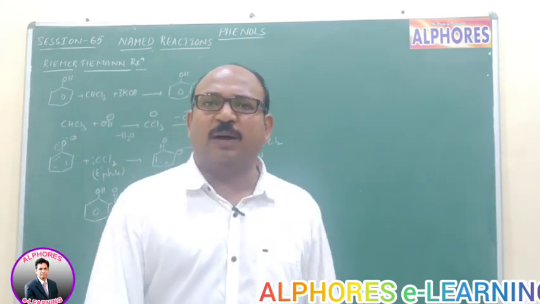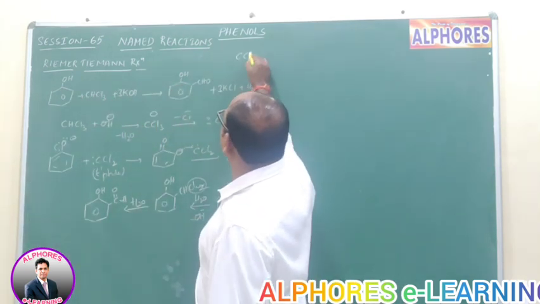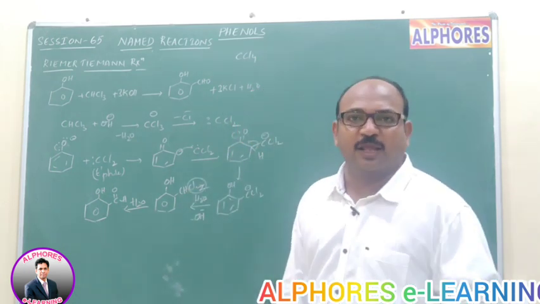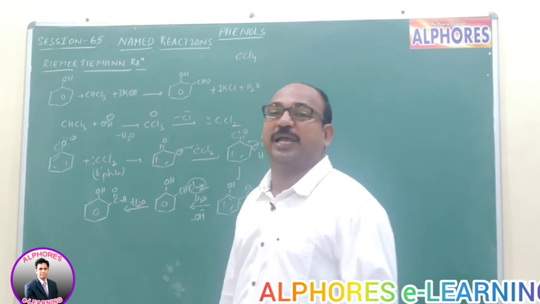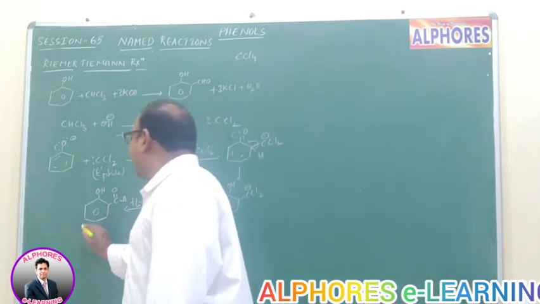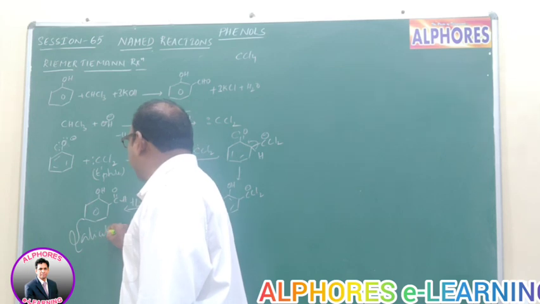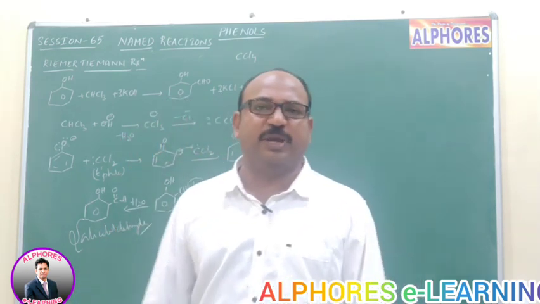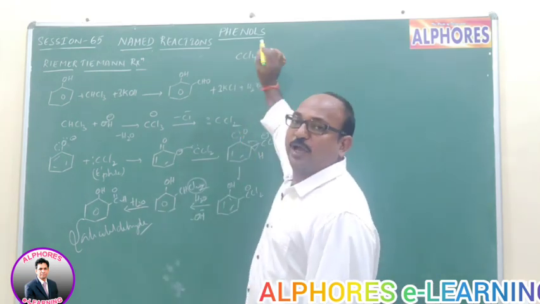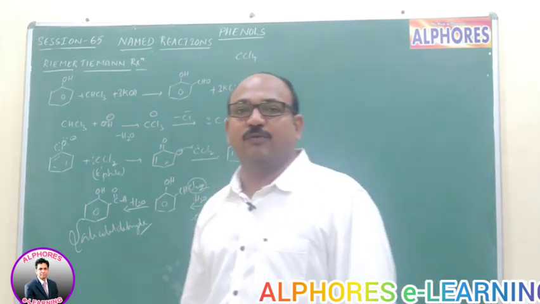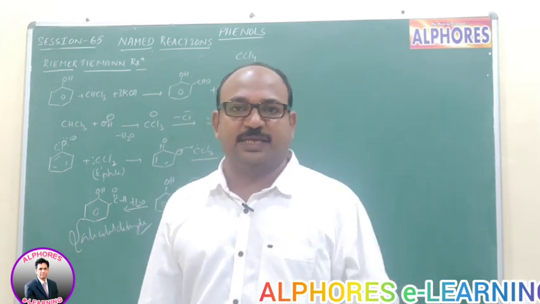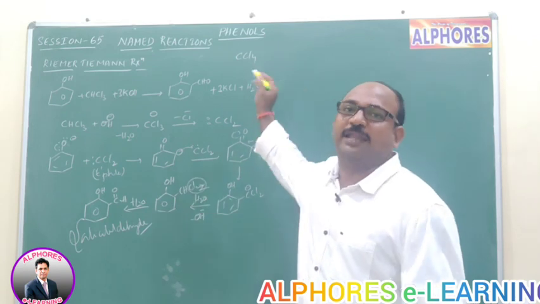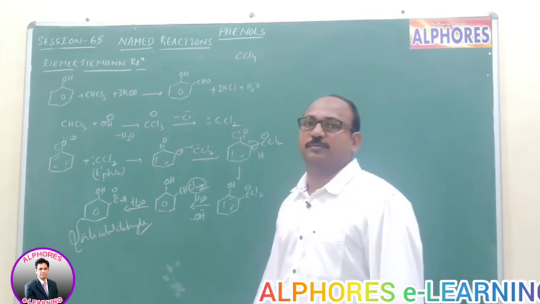Instead of chloroform, if we use carbon tetrachloride, we get the product ortho-hydroxybenzoic acid, which we call salicylic acid. With chloroform we get salicylaldehyde, ortho-hydroxybenzaldehyde. But if we use CCl4, then we will get salicylic acid. Write that mechanism; in the previous session we already learned it. Now write the mechanism with CCl4.